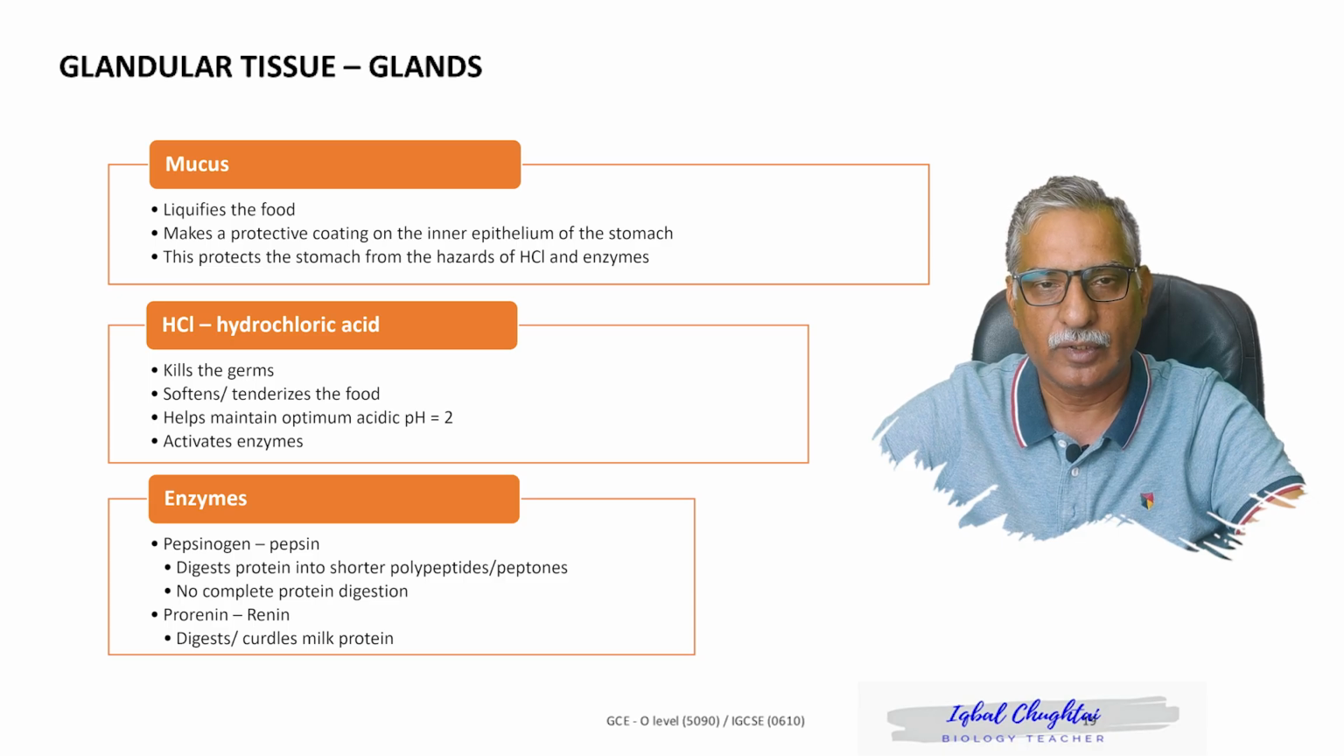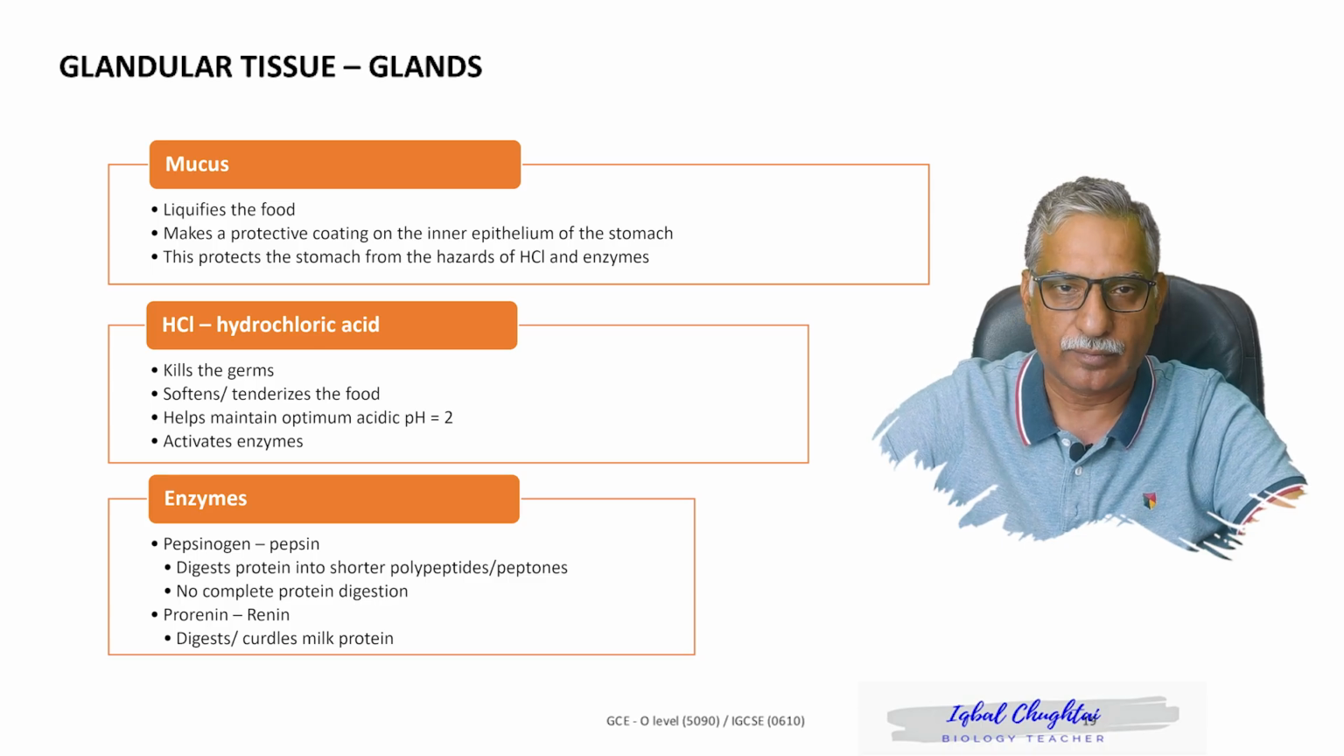Whereas another enzyme, known as prorenin, is an inactive form of the enzyme. When it enters the stomach cavity, it interacts with the hydrochloric acid, it becomes activated as renin, and it is responsible for digesting milk proteins and for curdling of the milk. So only these two enzymes are processing proteins from larger molecular status to smaller polypeptide status, and this is not the complete protein digestion. It is incomplete protein digestion.